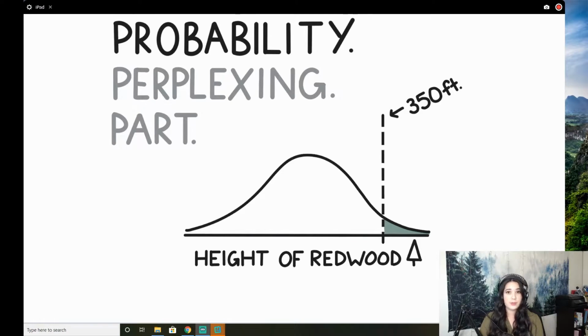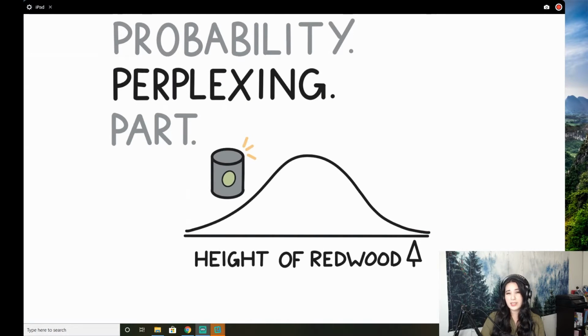You can see from the shaded part of the distribution that this event is pretty rare, and that's exactly what the p-value tells you. How rare is the event that you observed compared to your distribution? You can see that the probability part of a p-value is pretty straightforward. The part where it gets a little perplexing is when we use p-values in the context of hypothesis testing.